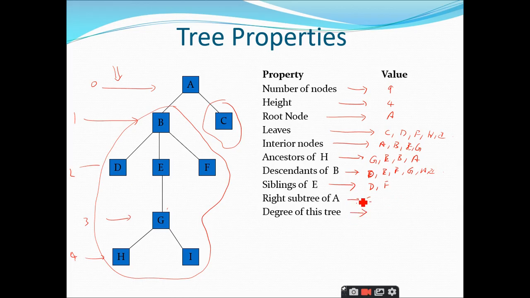What is the degree of this tree? 3, sir. 4, sir. Which node is having 4 children? A is having 2, this is 3, this is 0, 0, 1, 0, 2, 0, 0. So what is the maximum degree node we have in this example? It is B. What is the degree of this node? 3, sir. So the degree of the entire tree is the largest node degree, which is B, equal to 3, right? So is it clear up to this point?